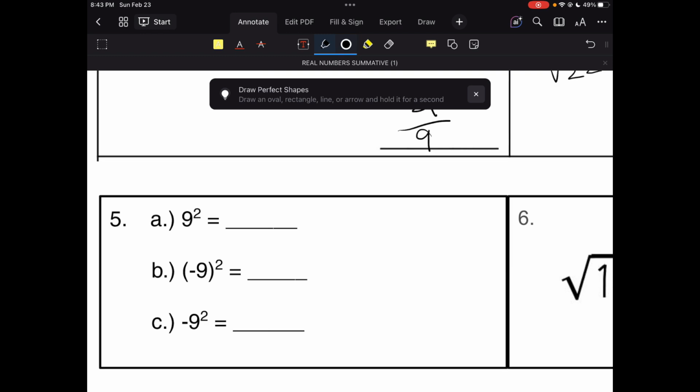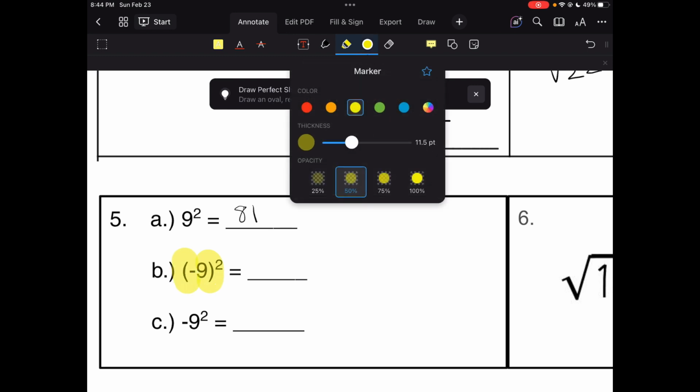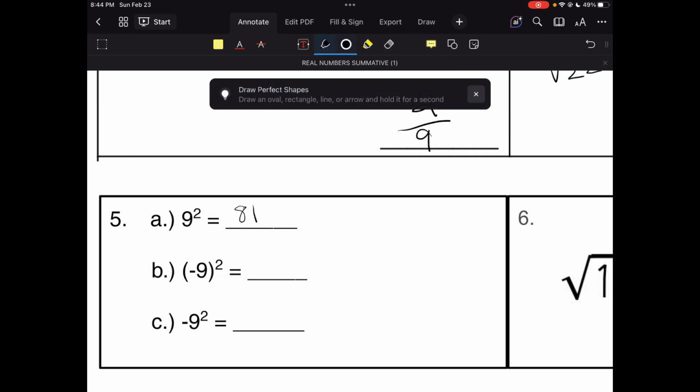Now we have our squares. 9 squared is 81. With it inside these parentheses right here, what we are saying is that we want to do -9 times -9. Those two negatives times each other make a positive, so this one would be 81. Without the parentheses, we are saying the negative form of 9 squared, which would be -81.